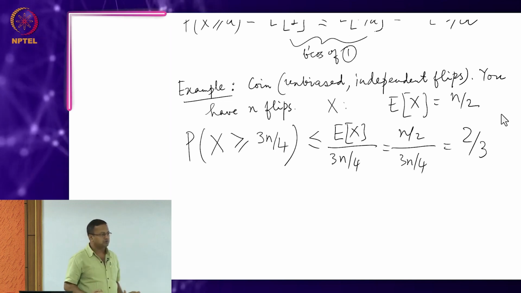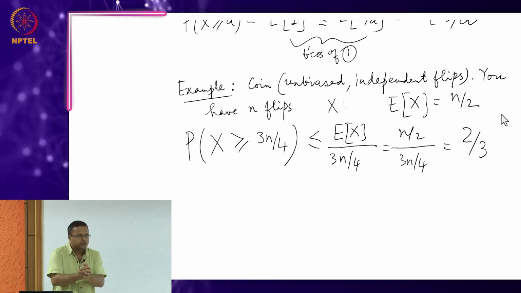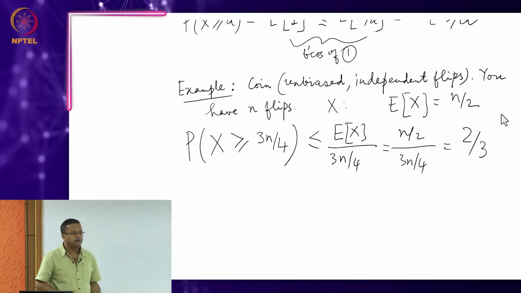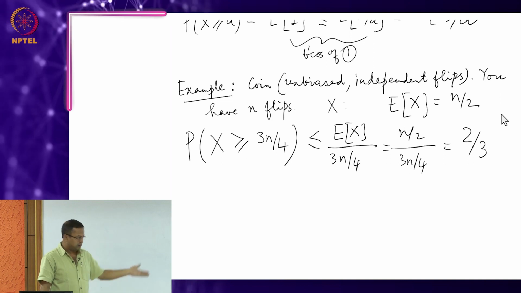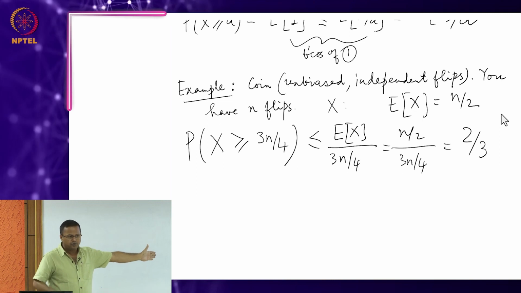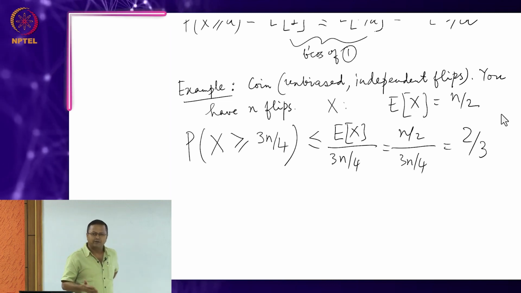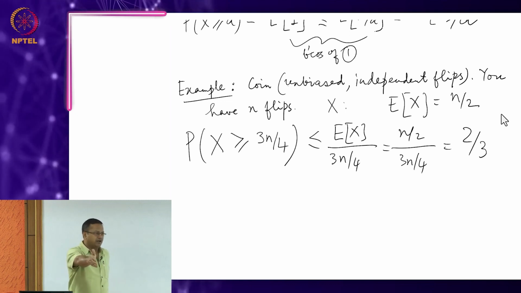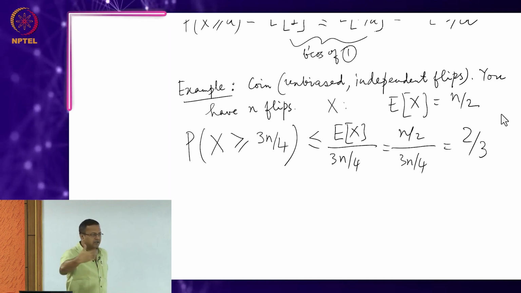Now if your inequality, the mathematical tool at your disposal, is not strong enough to make such a strong statement, then you would make a weak statement like this. For this experiment, your intuition tells you that every time I repeat this experiment, the value is going to stay close to n by 2, if it is an unbiased coin and the trials are independent.